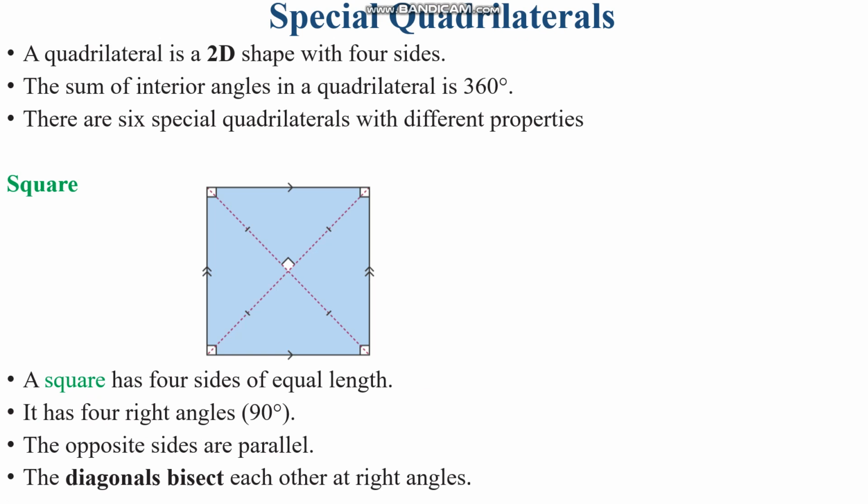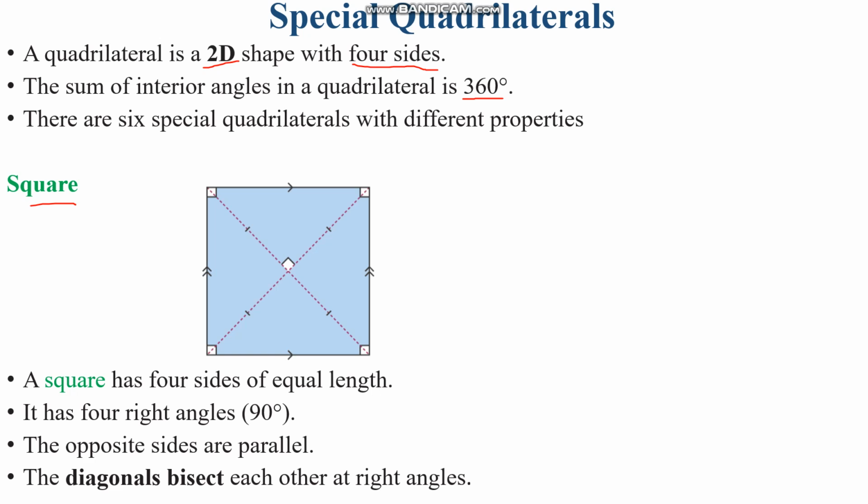And now we'll look at special quadrilaterals. So a quadrilateral is also a 2D shape, but it has 4 sides. You need to know that the sum of interior angles in a quadrilateral is 360 degrees. And then there are 6 special quadrilaterals with different properties, and we're going to look at each one of them. We're going to start with a square.